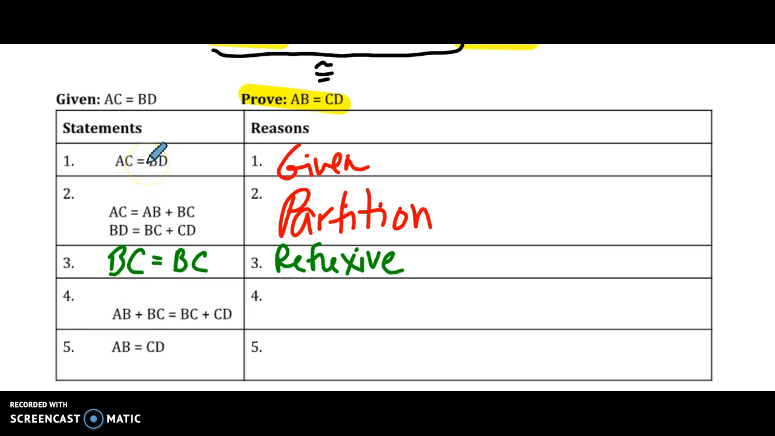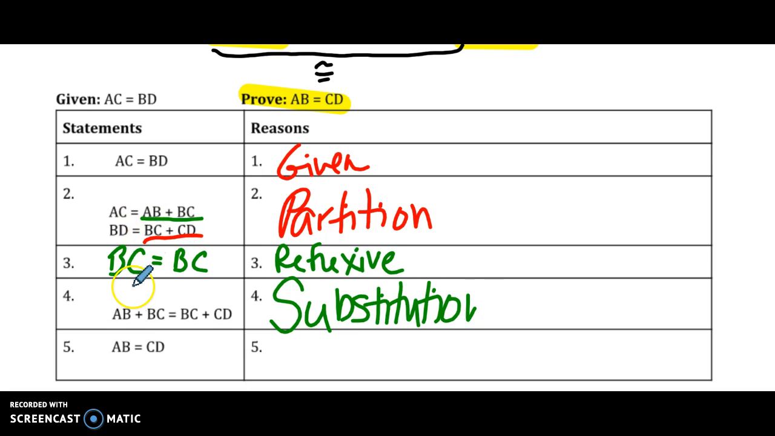Well, they told us in the beginning that AC, which is the whole segment, is equal to BD, which is the whole segment. So this is substitution. Because we know AC is all of this, and we know BC is all of this, and this is basically AC. And this is basically BD right here. Okay, so we're replacing the fact that those are equal from 1 with step 2, where the parts are the same as the whole thing. So that is substitution.